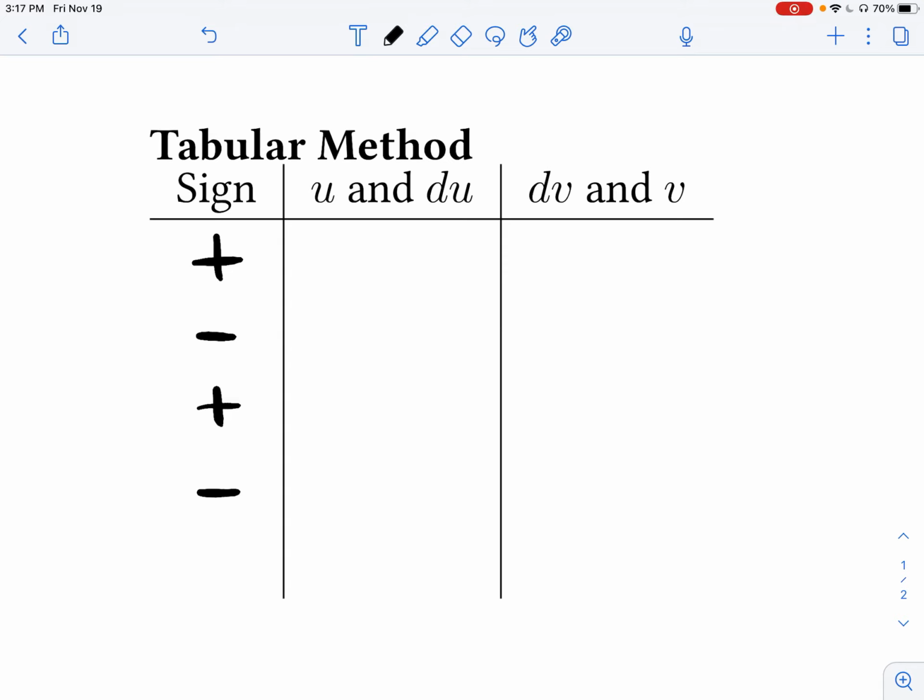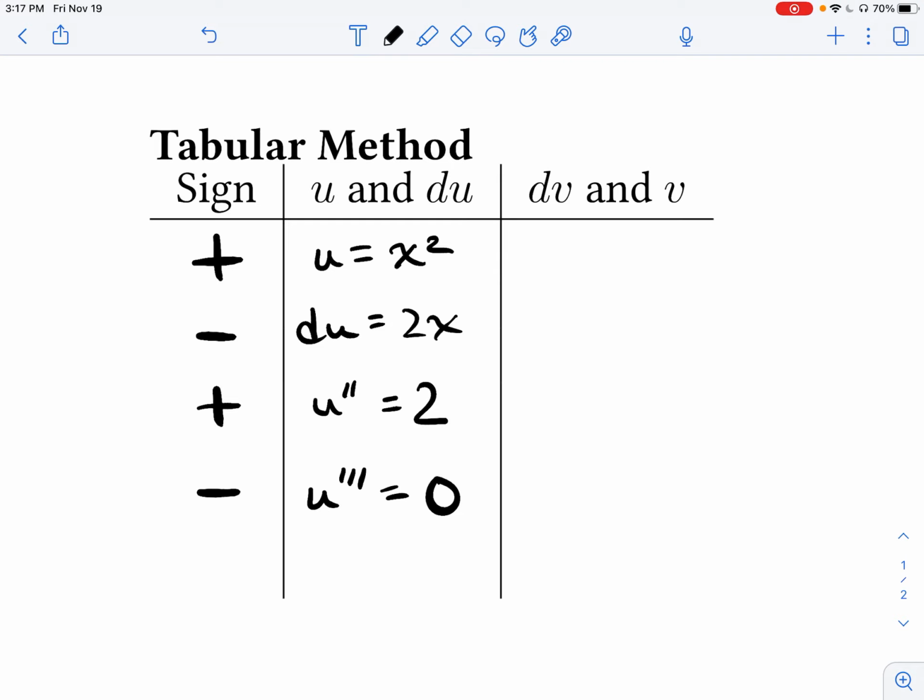In the second column, we start with whatever our u was. So our u was equal to x squared. Then our du, or u prime, is equal to 2x. Then we continue to differentiate down this column. So u double prime, or the second derivative, is 2. And u triple prime, or the third derivative, is going to be equal to 0. So the second column is reserved for u and all of its higher order derivatives.